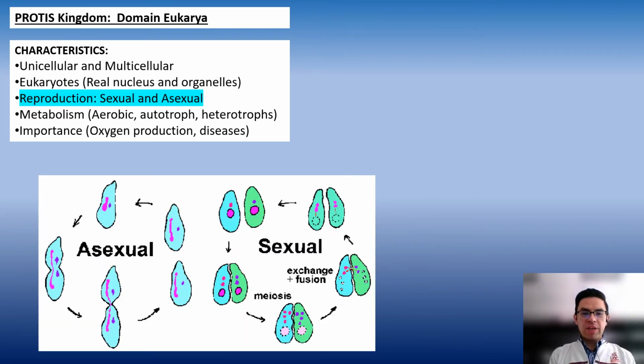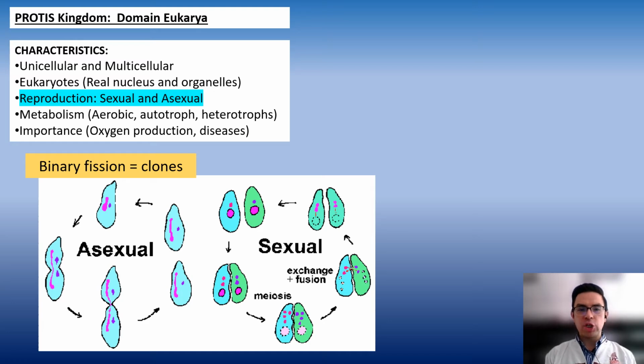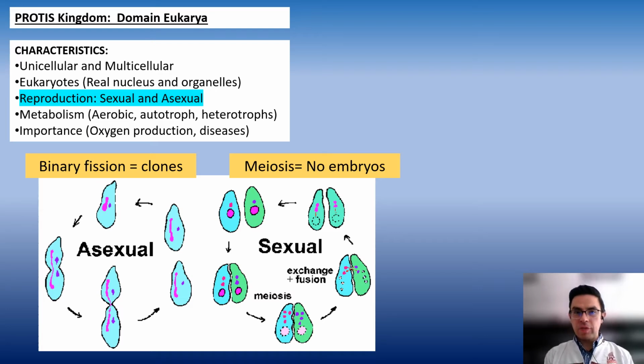Talking about the reproductive methods, protist kingdom can have both versions, asexual reproduction and sexual reproduction. Remember that asexual reproduction produces clones, usually by a process called binary fission, while sexual reproduction requires an exchange of genetic material, but in this case, an important feature is that they won't produce embryos. Usually, the exchange of the genetic material will be done between cells.